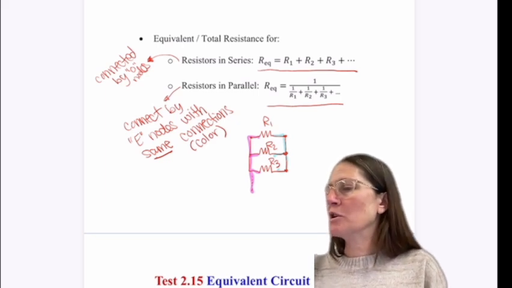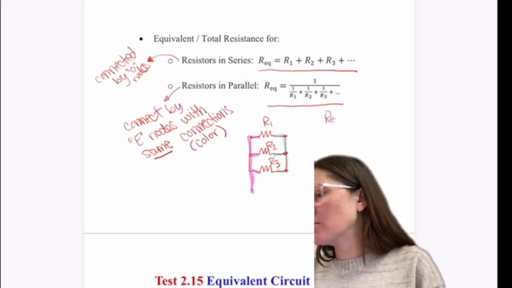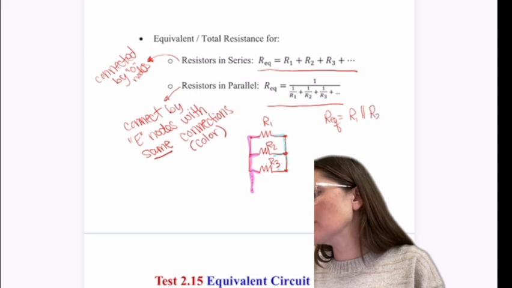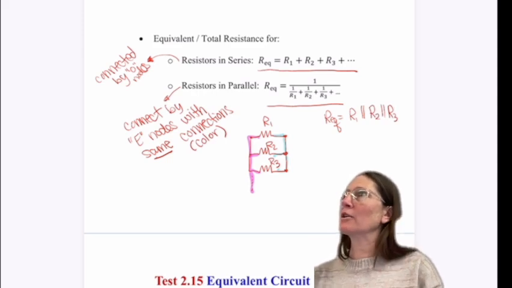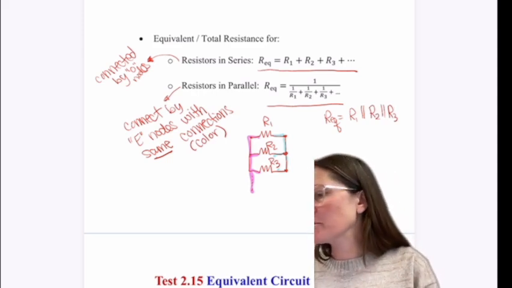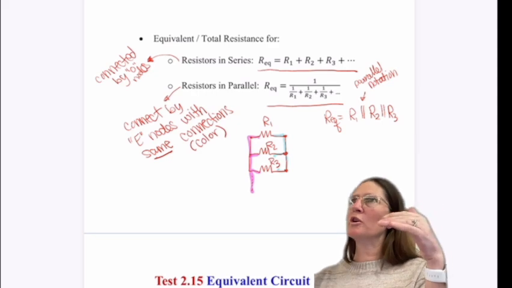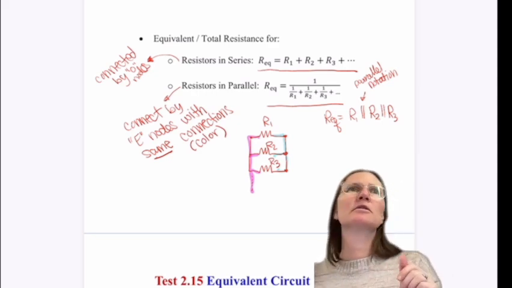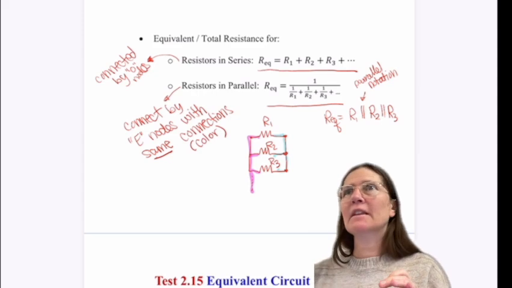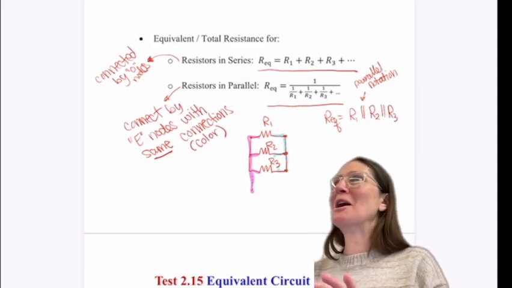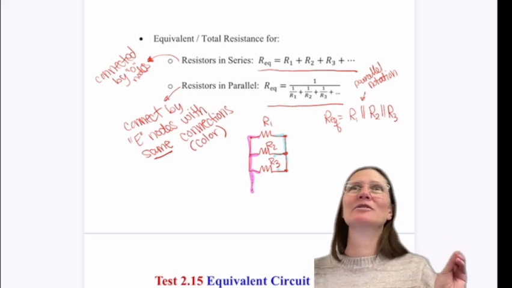We write this form in this way. We say R equivalent is R1, and these 2 little lines are 2, and the 2 little lines are 3. The 2 little lines mean parallel. So that's the notation for parallel. And then when you write the equation, you have to take 1 over 1 of each of the elements. Okay. Questions on the mathematical way of finding those?